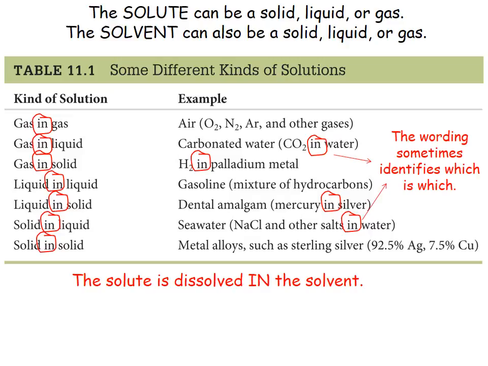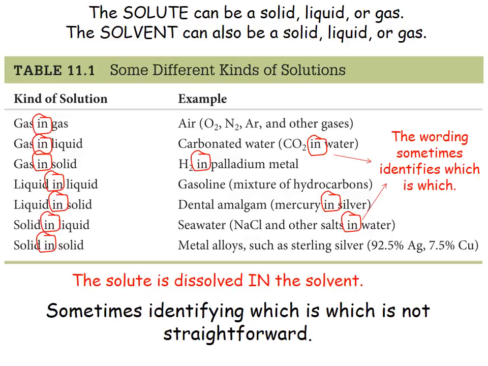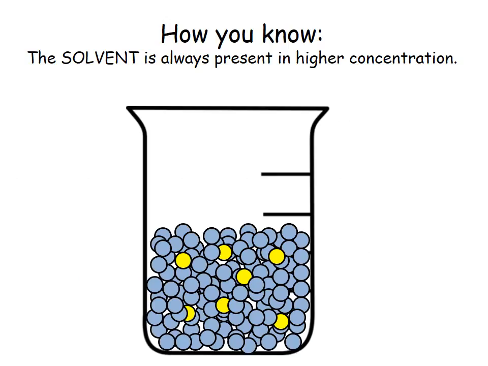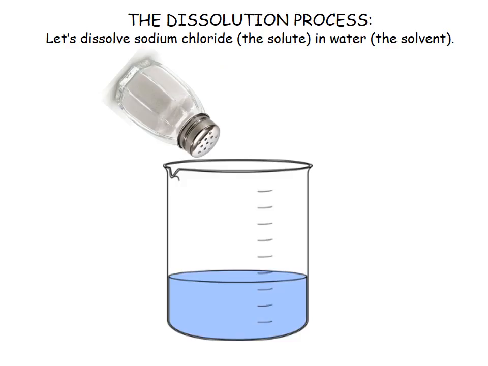Now, sometimes with a solution, it isn't obvious which one is the solvent and which one is the solute. And so that's the next thing I wanted to talk about: when all else fails, the way you know which one is which is that the solvent is always present in a higher concentration. Okay, so you always have more solvent than you do solute. Sometimes they're very close, but the solvent is always higher in amount.